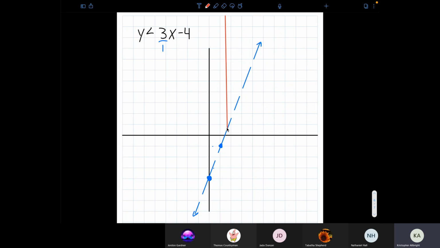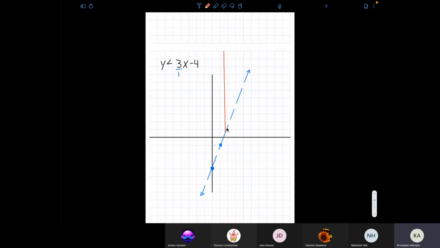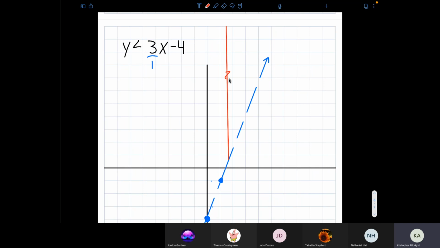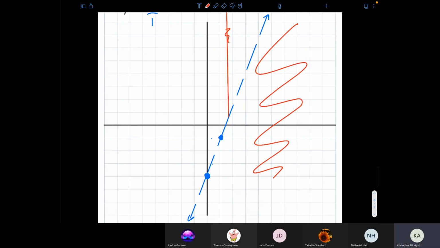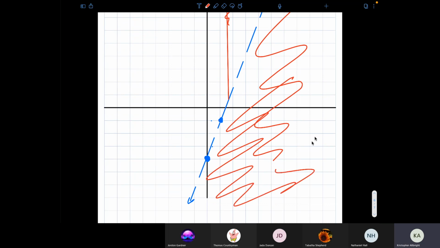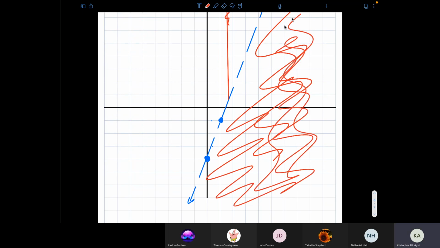Because this is y is less than, we know that it's less than our line. And less than our line, we've just determined from dropping something on it, is down here. So we shade that section of the graph. That is what it should look like. And then we can erase our little something that we dropped on it.